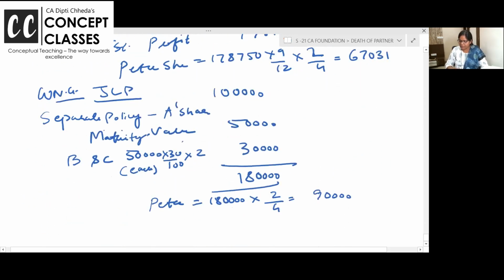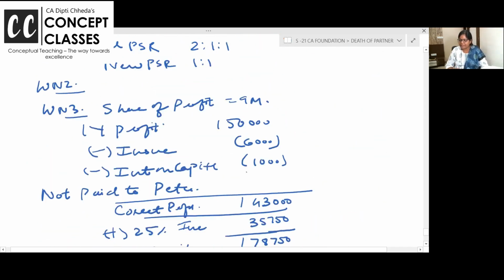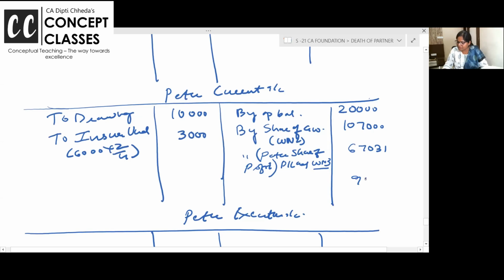You want to stay at the working? लिख लो, कुछ मिस हो गया है तो. Joint life policy 1 lakh. Separate policy A is at maturity, and B and C at surrender value. So 180 into 2 by 4, 90,000. 90,000 किसको दोगे आप? JLP. Working note 4. Anyone is having doubt, ma'am, ये figure कैसे आया? पूछो. Last problem for partnership. It's very interesting.